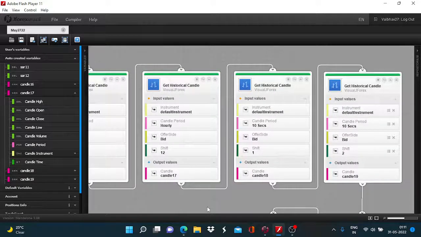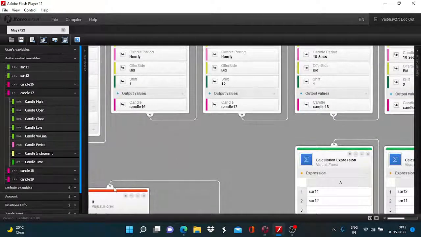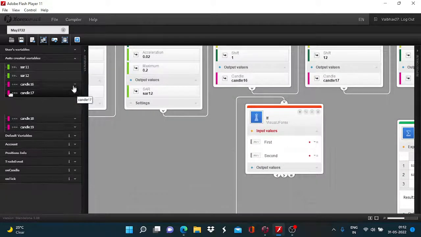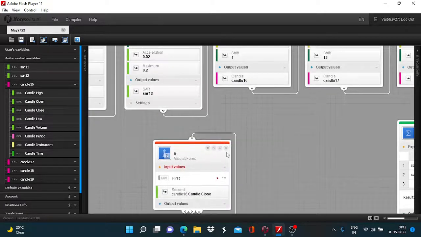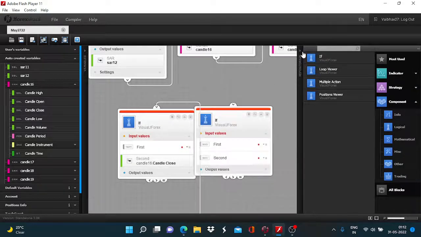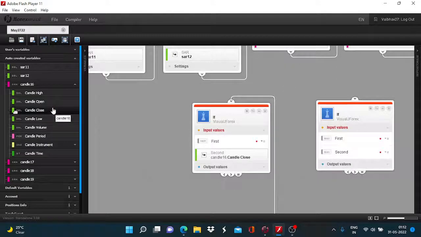Coming back to the candle 16 candle close again, we have to consider these as the second input, common input for two if blocks, and then we compare it to 10-second candle closing values.